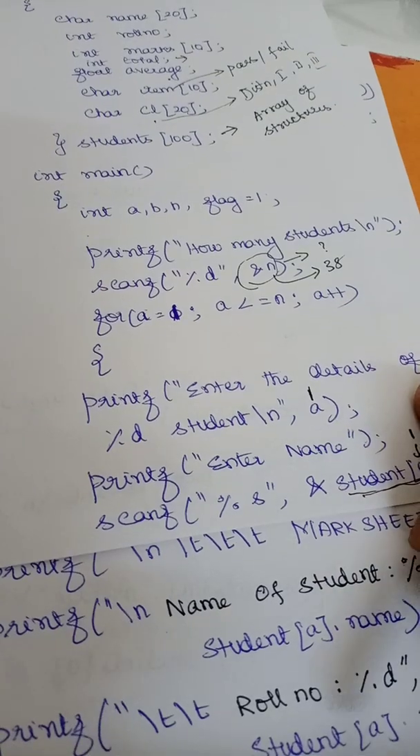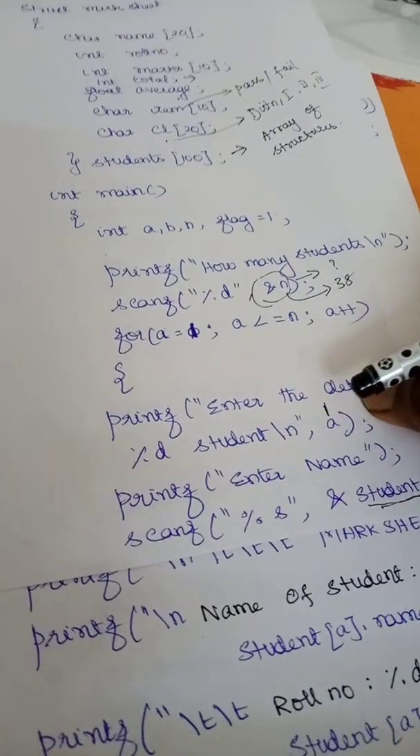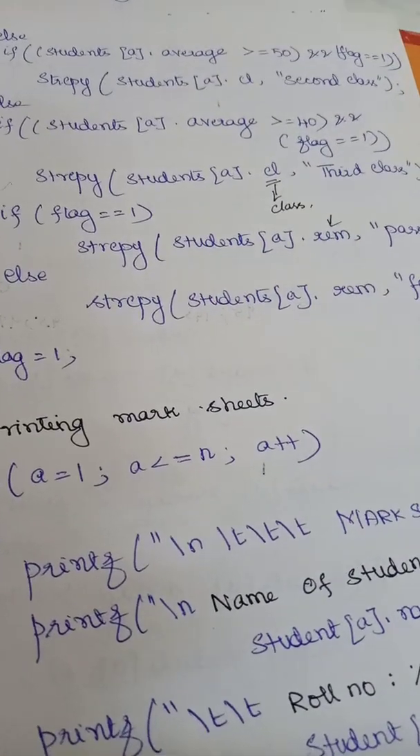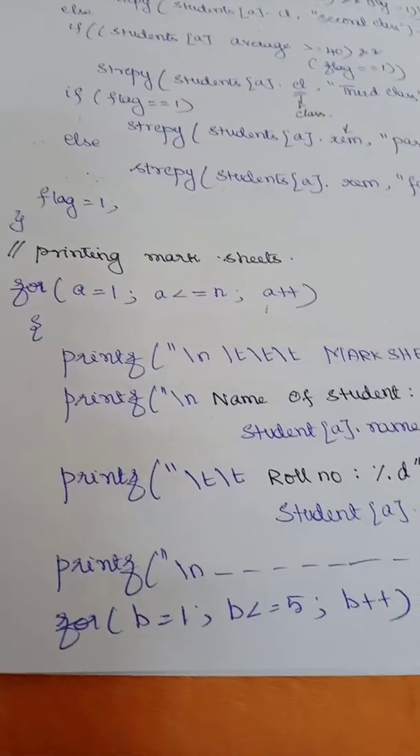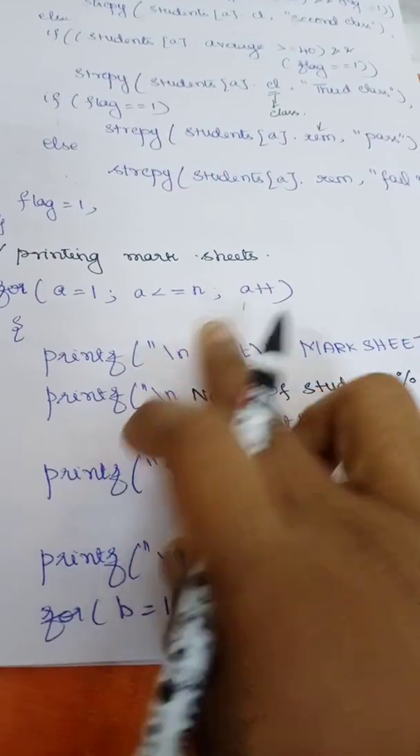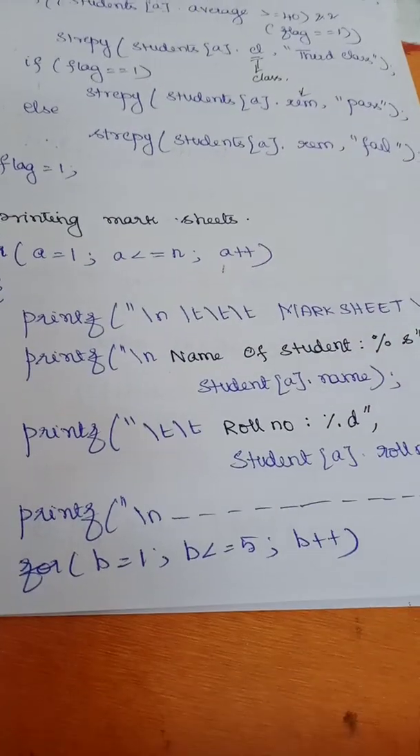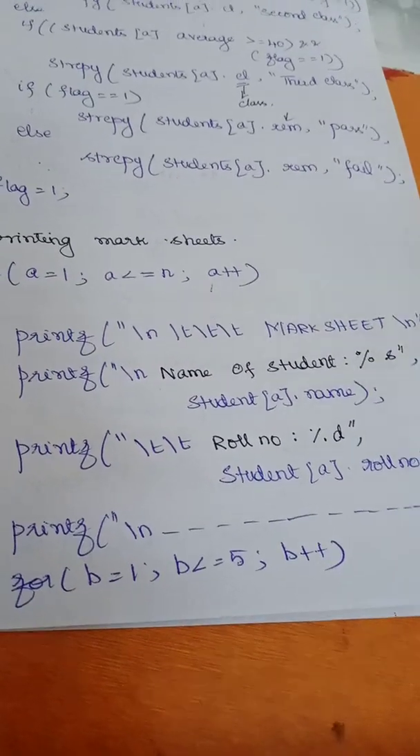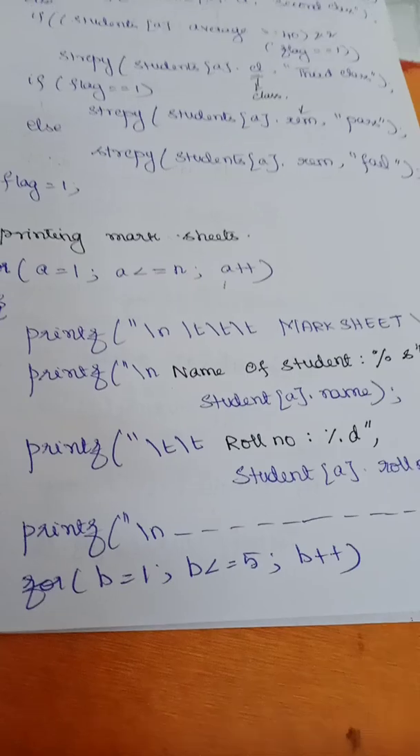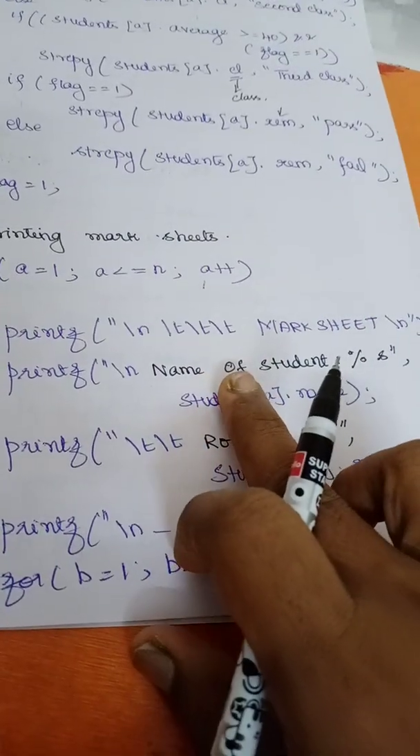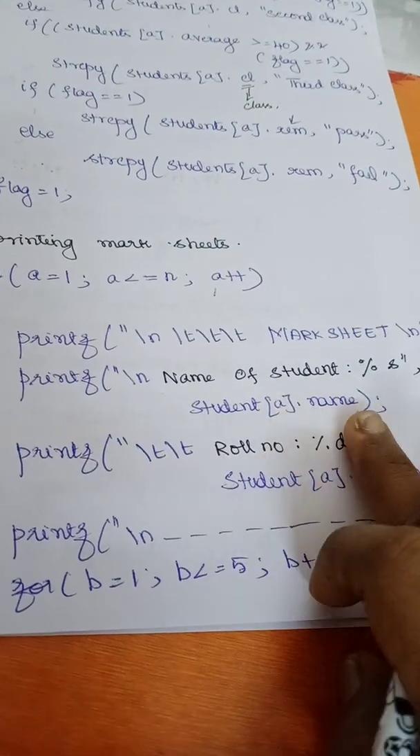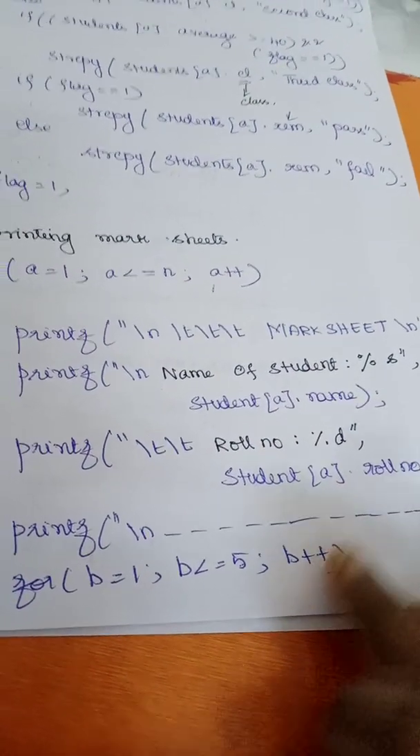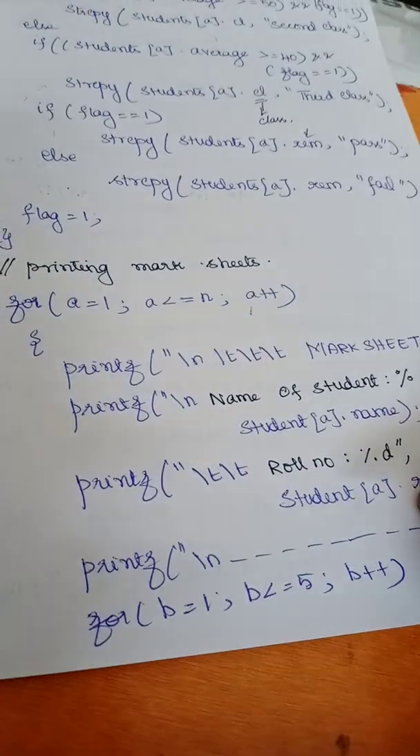Enter the details. Enter the name. Enter the roll number. Enter the marks. Is that clear? Right. Next, printing the mark sheets. How to print it? We already know how many students, and all the details are there in the structure. So you are just going to print the members of the structure, right? So first time A equal to 1, I am printing the first student name, first student roll number, and I am printing all the 5 subjects' marks.